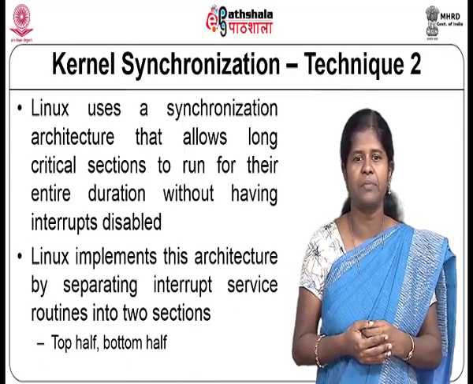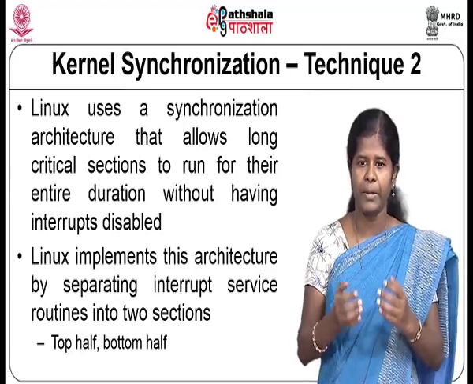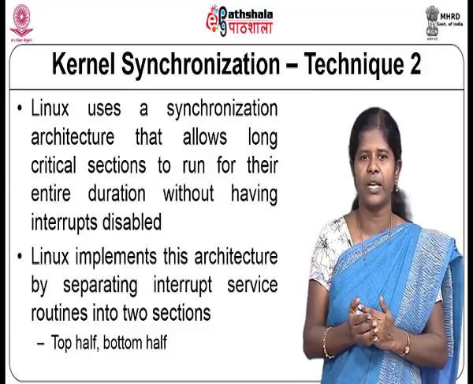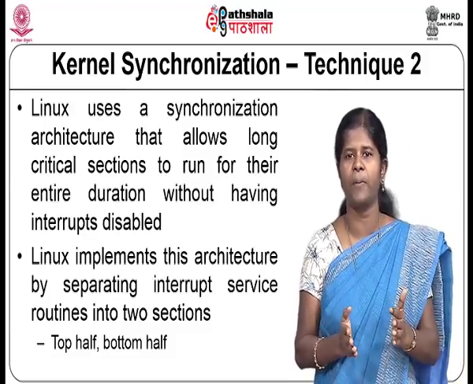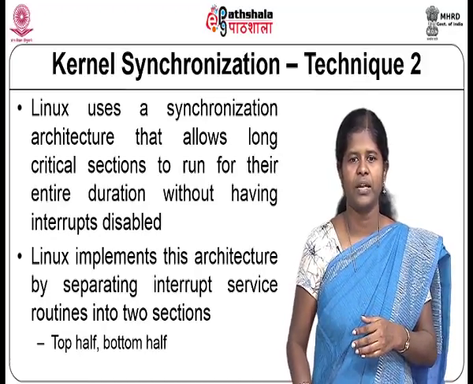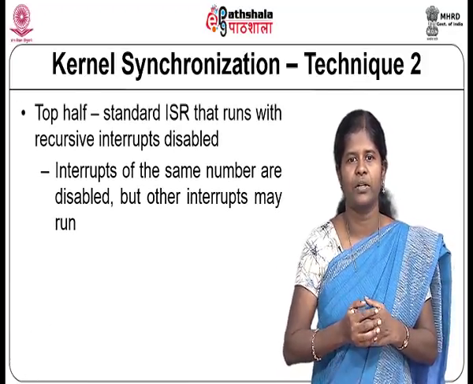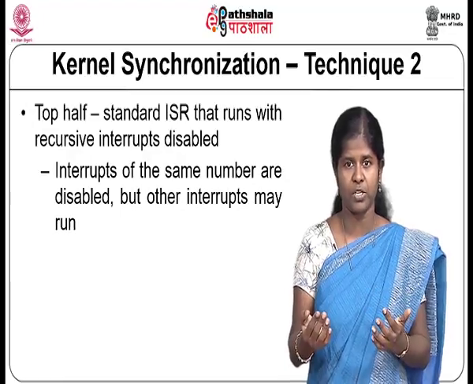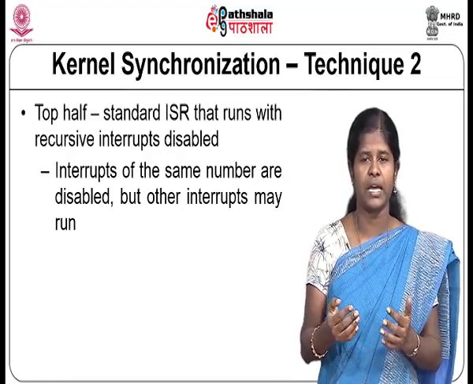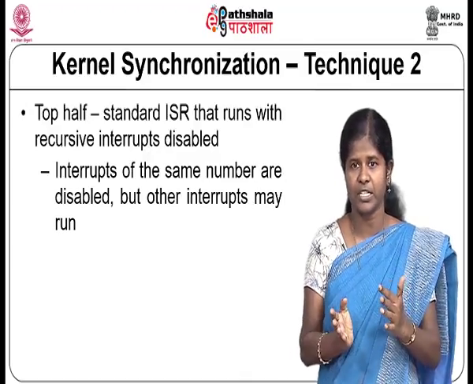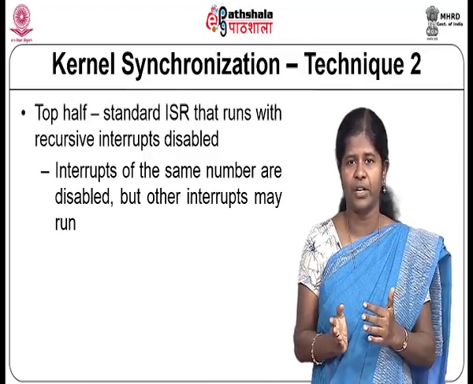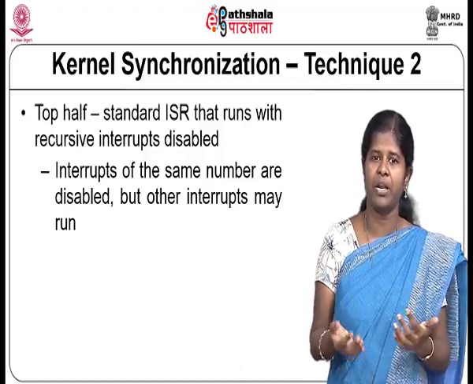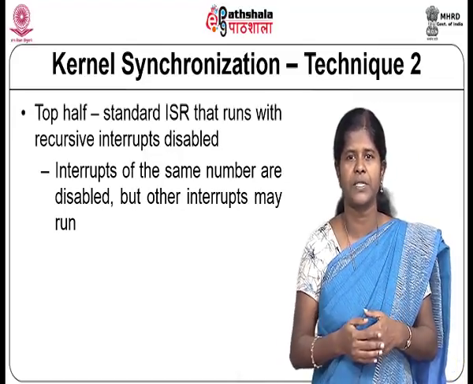Linux implements an architecture by separating the interrupt service routine into two sections. So, each interrupt service routine will be divided into two parts. One is called the top half and the other is called the bottom half. The top half is a standard interrupt service routine. Whenever an interrupt arrives, an interrupt service routine will be executed, and that is nothing but this top half. When this top half runs, the recursive interrupts will be disabled. That is, interrupts of the same number will be disabled, but other interrupts can run.